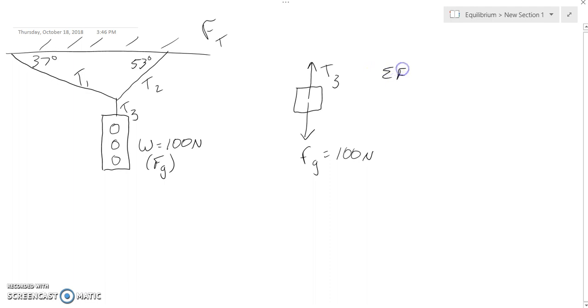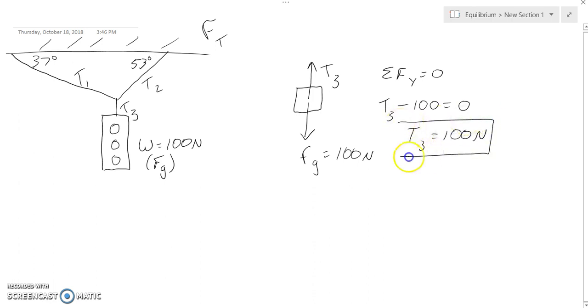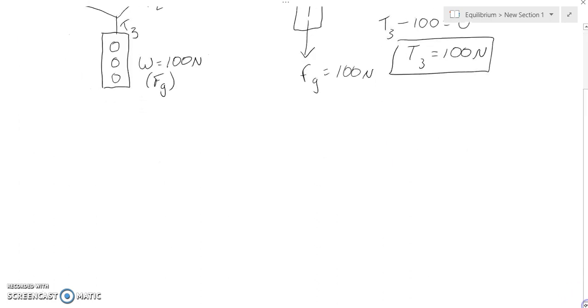We know the net force in the Y direction is 0. So everything up minus everything going down has to equal 0. T3 is going up, the 100 newtons is going down, that has to equal 0, so I know T3 then is 100 newtons. So there's our first result. Now we need to go get T1 and T2.